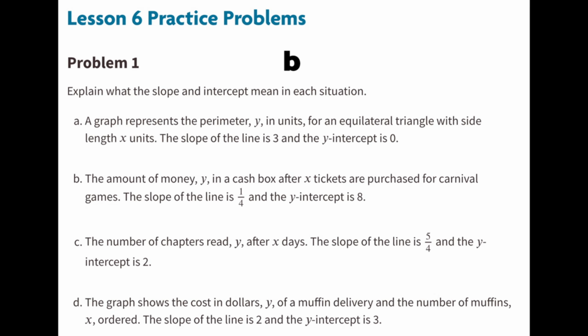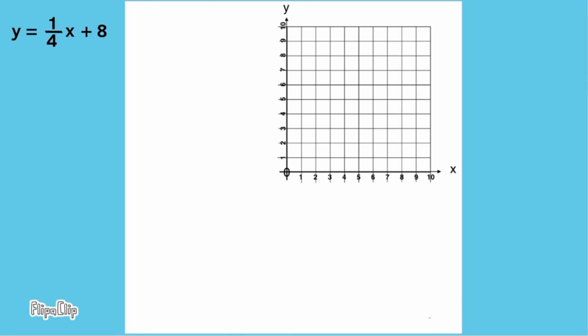B. The amount of money, y, in a cash box after x tickets are purchased for carnival games. The slope of the line is 1/4 and the y-intercept is 8. I wrote the equation y equals 1/4 x plus 8 to represent this situation. The x-axis represents the number of tickets sold, and the y-axis represents the amount of cash in the cash box.